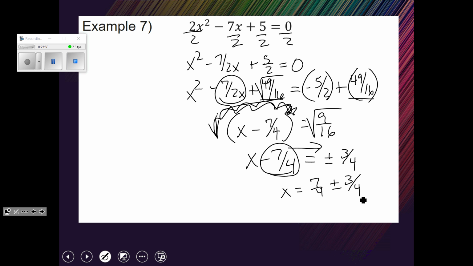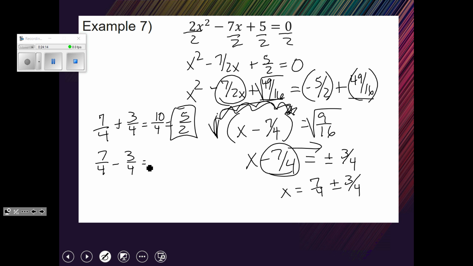Anybody ever just look at fractions and just be like, I can't do this? Because you get scared of them. But this already has common denominators. 7 over 4 plus 3 over 4 would be equal to what? 10 over 4, which reduces to 5 over 2. And again, you can put it in your calculator if you're not that comfortable with it. Then 7 over 4 minus 3 over 4 would be 4 over 4, which is equal to 1.